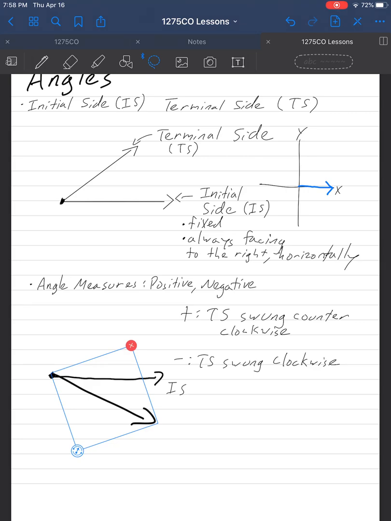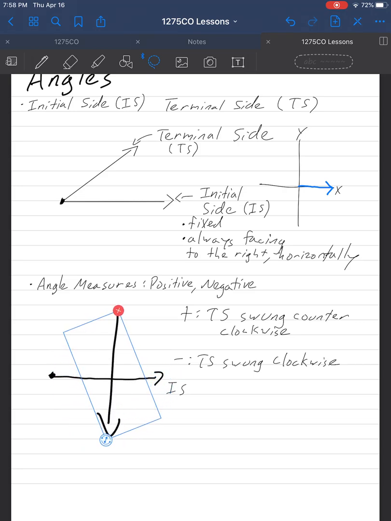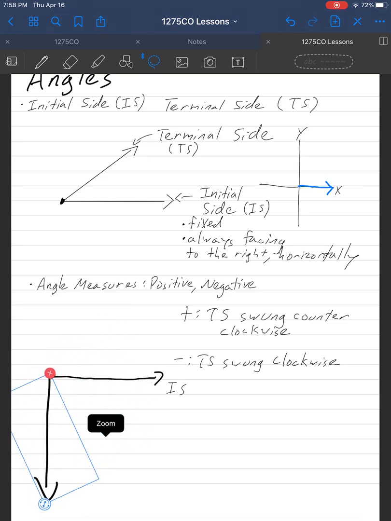But usually we don't see this thing swinging. We see the angle after it's already done moving. So the measure of this angle tells us which way that this angle moved. If it moves, let's say, negative 90 degrees, that means it started here, swung down in a clockwise fashion 90 degrees, and ended up right over there. If it moves negative 180 degrees, that means it ended up pointing straight to the left.